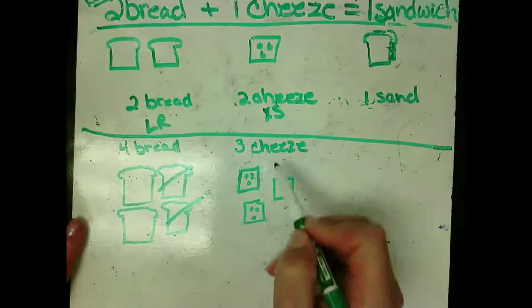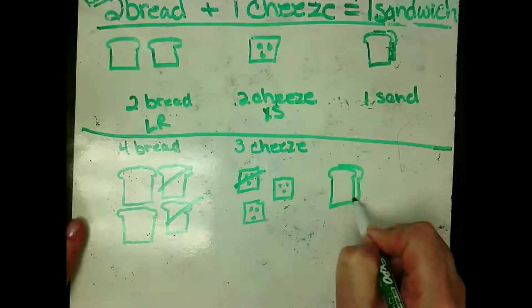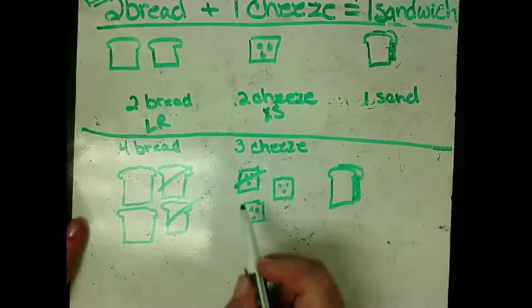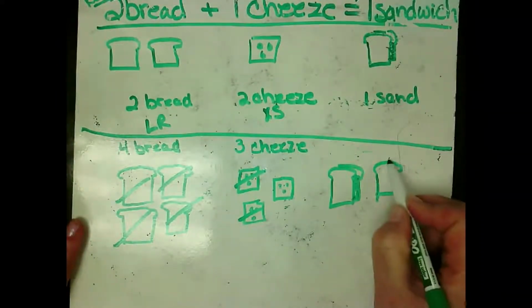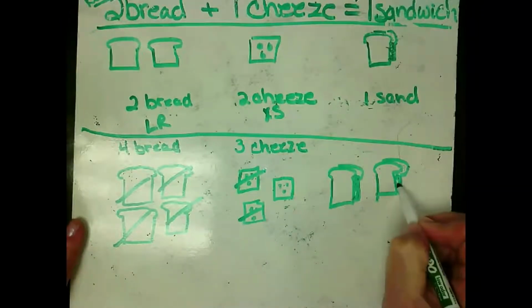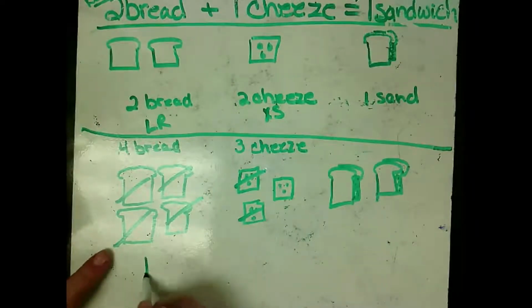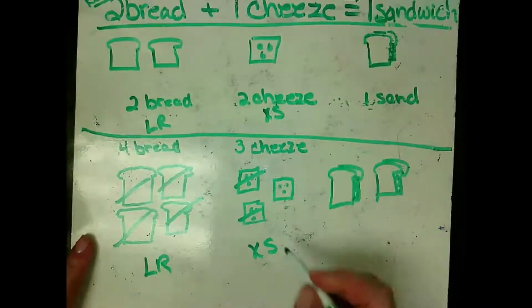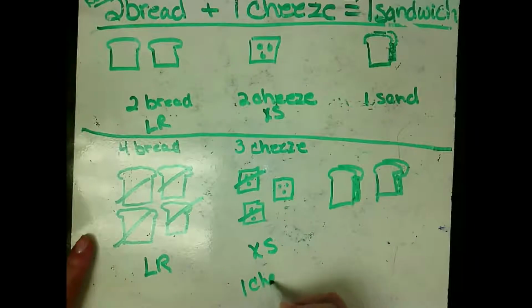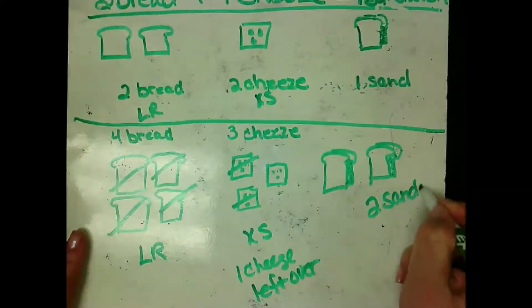So I take 2 breads and 1 cheese, and I make my sandwich with my cheese in there. Okay, and then I have another 2 pieces of bread and a cheese, and I make another sandwich. I'm getting really bad at my artistic work here, okay? And now I have no more bread left. So this is the limiting reactant, even though I have more of it. And this is my excess. And how much do I have left over? I have 1 cheese left over. And I made 2 sandwiches.